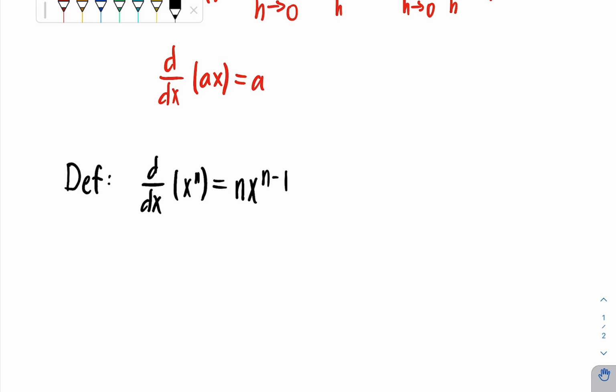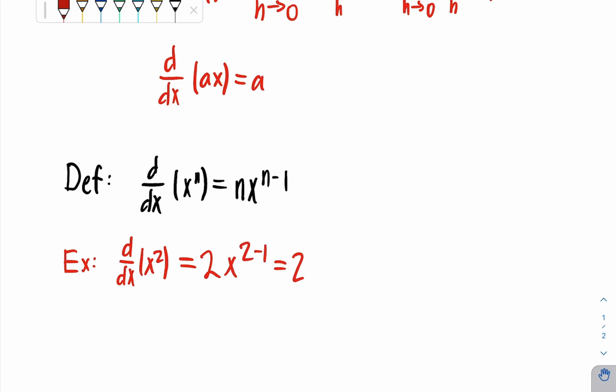So let's do an example. Let's take the derivative of x squared. What we do is we find out what our n is. n is going to be 2, because we've got the 2 in the exponent. We get 2 times x to the 2 minus 1th power, which is equal to 2x. That says that the derivative of x squared is equal to 2x.